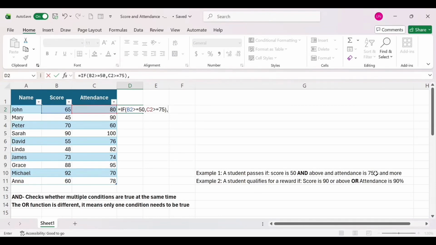What's the next thing? What do you want to do if they have 50 or above in their score, and greater or equal to 75 in their attendance? I want to pass them. If not, what should we do? We'll fail them. Now I'm going to put the normal closing bracket we used to put.